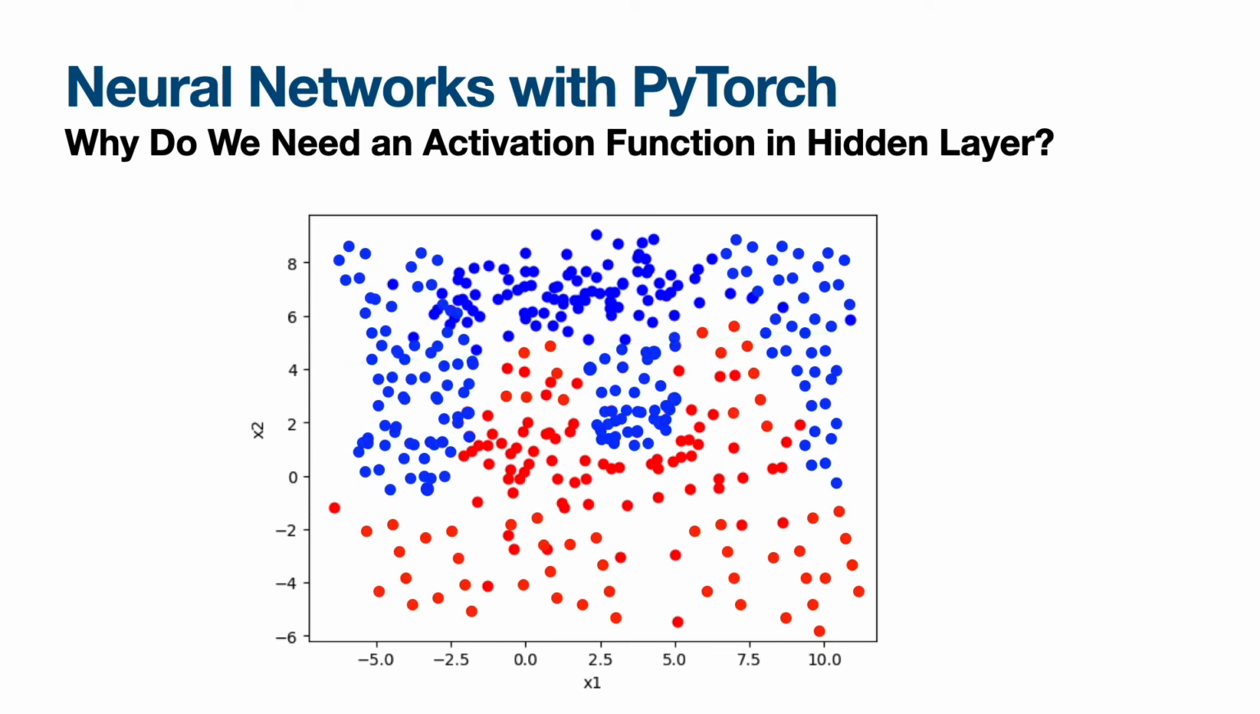How about this? We have 2D data points with nonlinear boundaries. A linear function cannot draw a suitable decision boundary for this. We would need something like this to draw a boundary. No matter how we try, a linear function cannot do this.